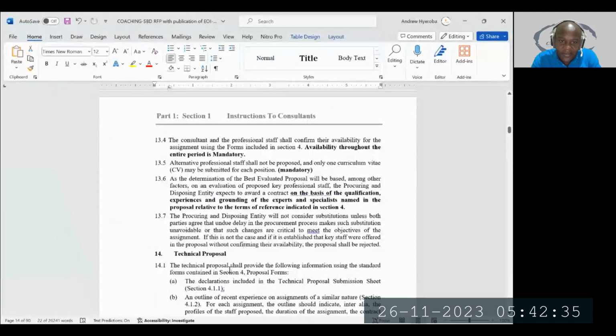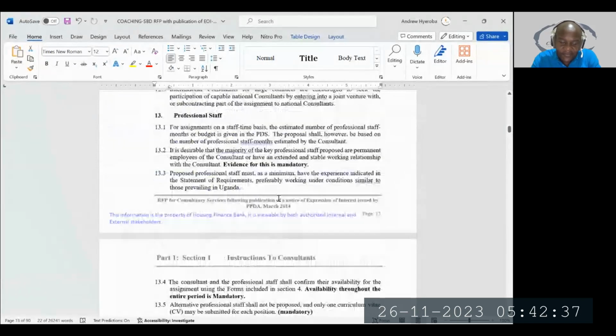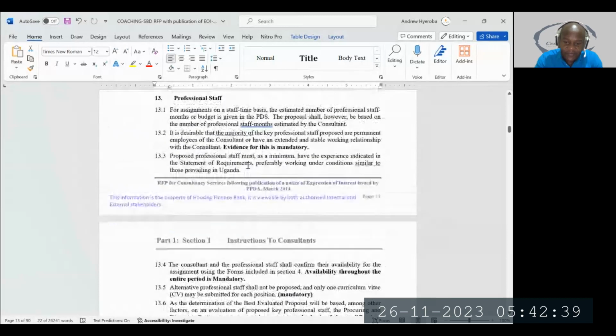And then, yes, professional staff. This is very important. If you're bidding and you're a small firm like us who do not want to keep a huge payroll and don't want to hire staff, then staff must commit to being available to participate in this process by confirming formally.